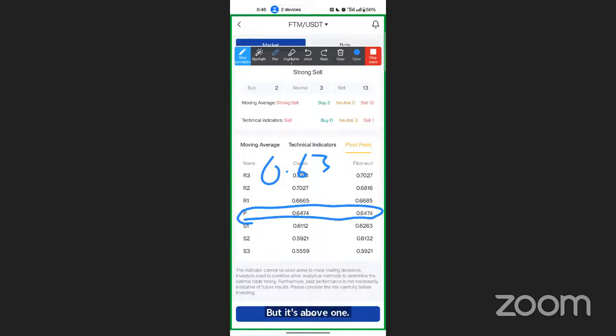Because the price is 6.3, this is 6.1, this is 6.2 on the Fibonacci. It is below the pivot, but it is above. So we can enter at current price and take our profit at the pivot. Give me one in the chat if that is clear. We can enter at current price and take our profit at the pivot.